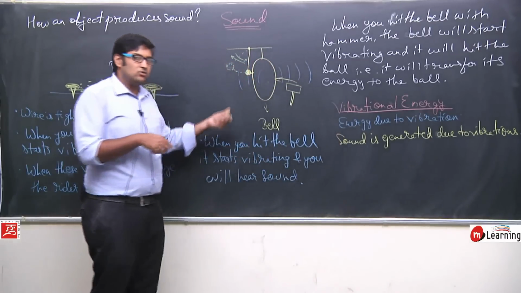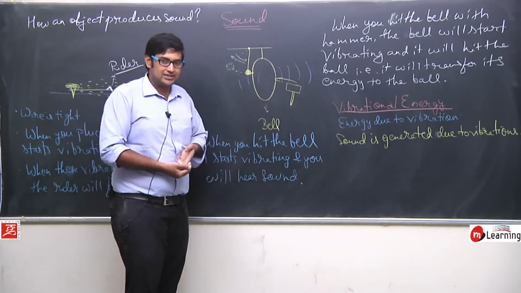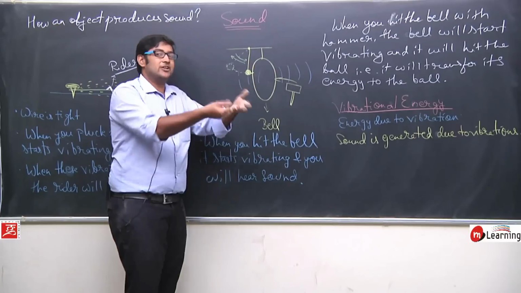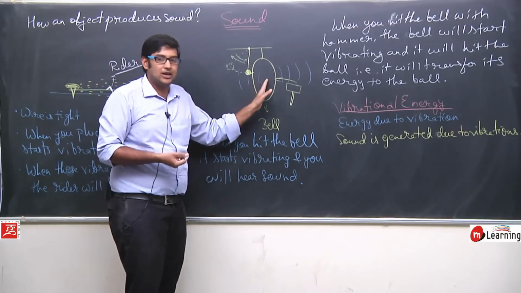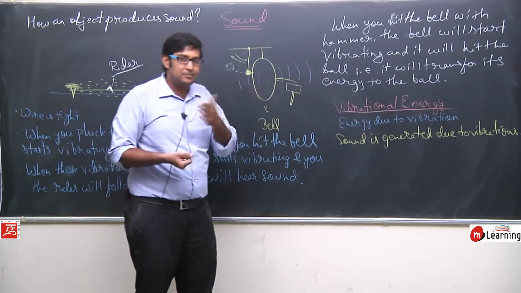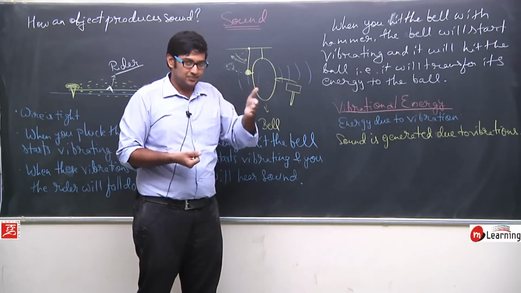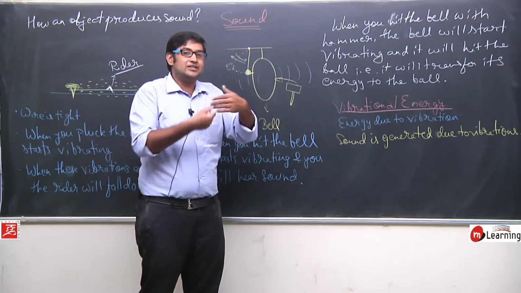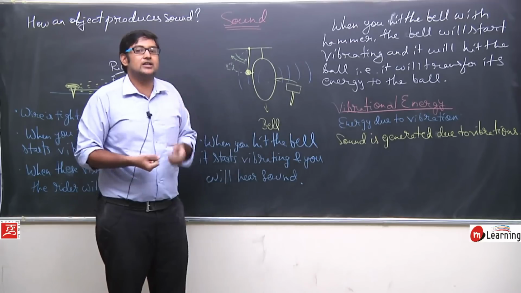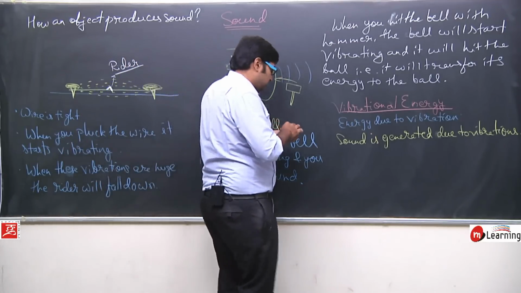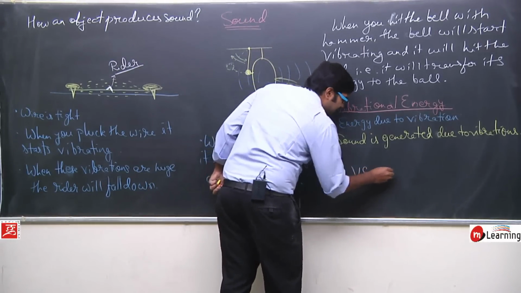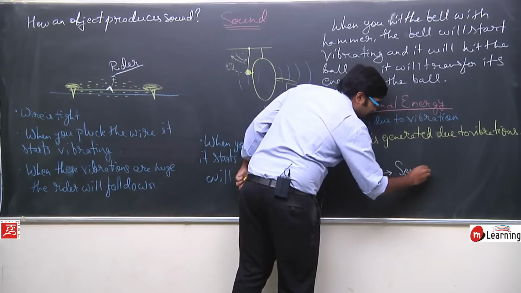Okay, so the same thing is happening in the bell as well. What is happening when you transfer energy to this bell? When you hit this bell with the hammer, you are giving some energy to this bell. This energy which is given to the bell is converted into vibrational energy. This bell starts vibrating, and this vibration produces sound. That is, this vibrational energy gets converted to sound energy.